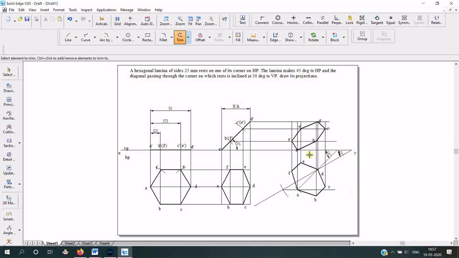So now this is the beta angle, 45 degree. As per the given question, we have constructed a hexagonal plane of 25 mm sides resting on HP with a corner. The diagonal passing through the corner is inclined with VP by 45 degrees. For the observer, it looks like a different angle. The different angle is 30 degree. We call it as beta angle.